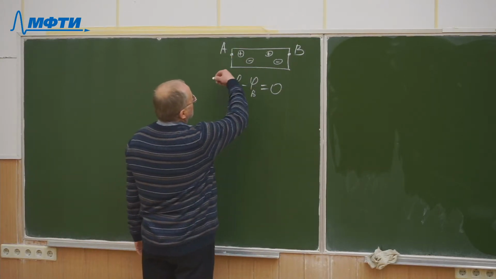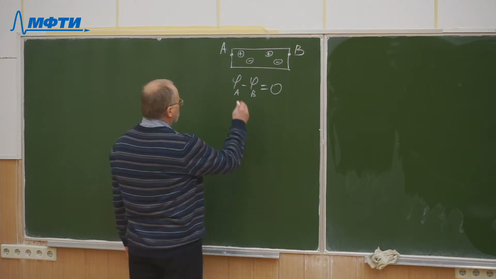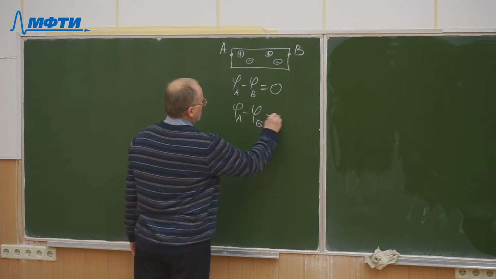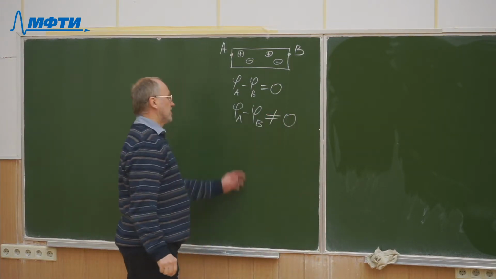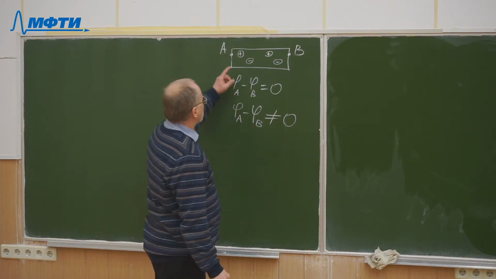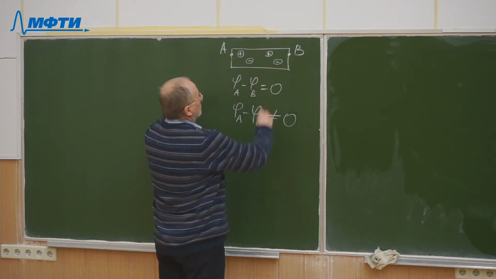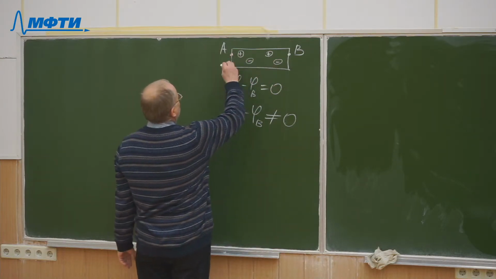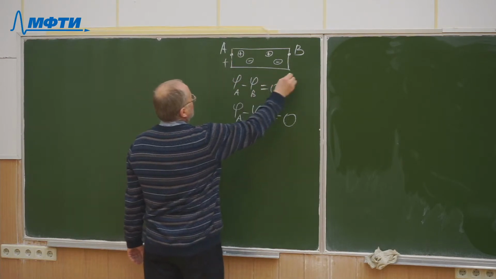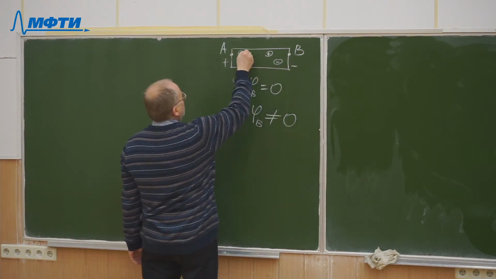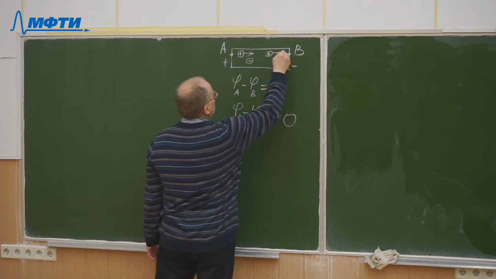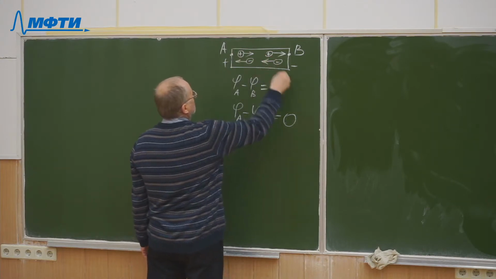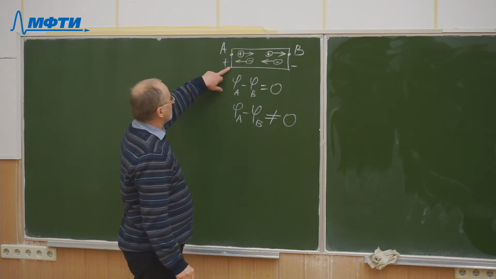If you have some directed motion of charges, then the potential difference is not 0. It must have some different value. If there is some external voltage on the conductor, then the charges will move. For example, if you have a plus potential here and minus potential here, then the positively charged particles will move to the minus and negatively charged particles will move to the plus, to the positive potential.